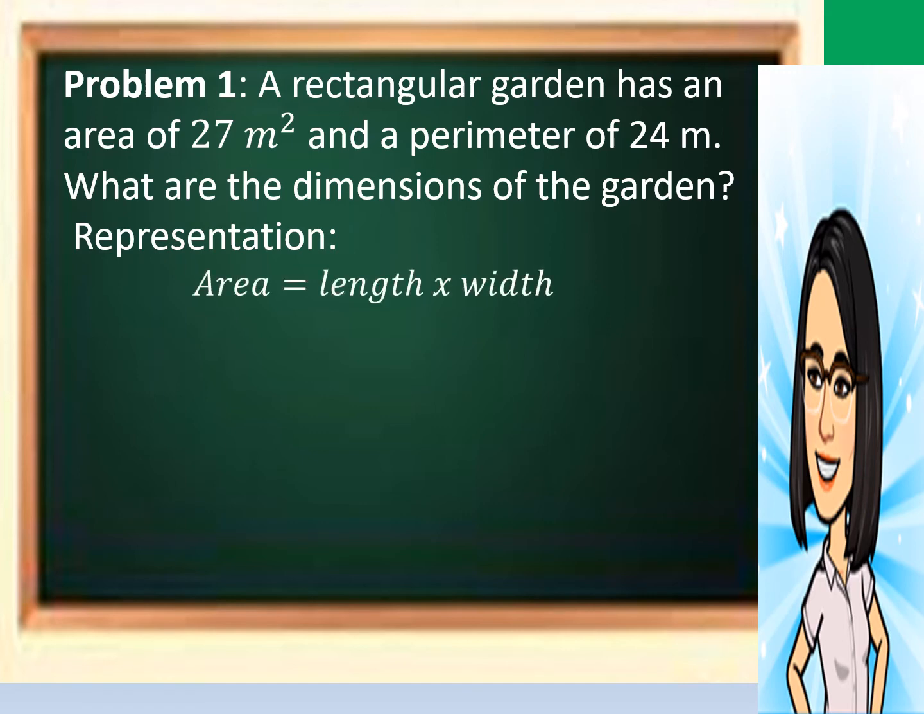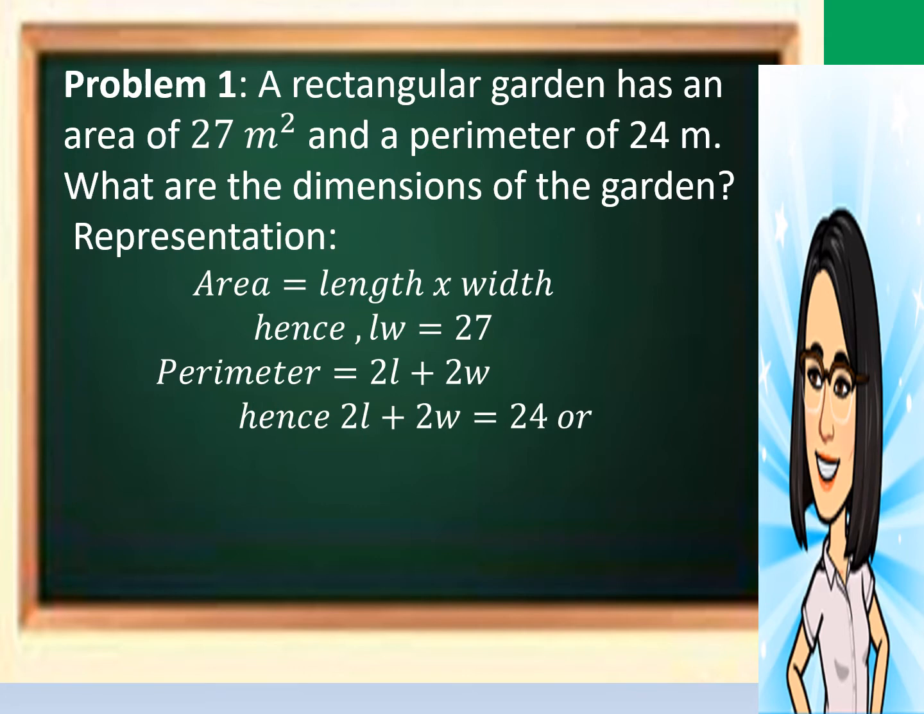We all know that the formula for the area is length times width. By substituting area equals 27 square meters, then length times width is equal to 27. Now, since the formula for the perimeter is twice the length plus twice the width, we substitute that the perimeter is equal to 24. Or, it can be simplified to length plus width equals 12 by dividing every term by 2.